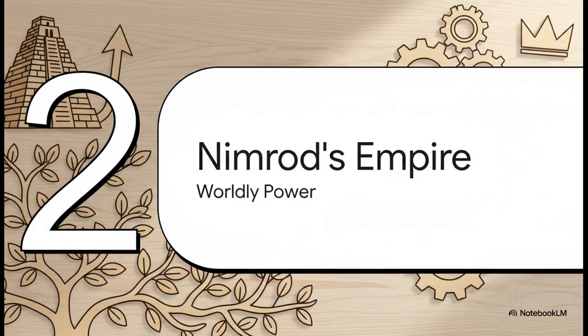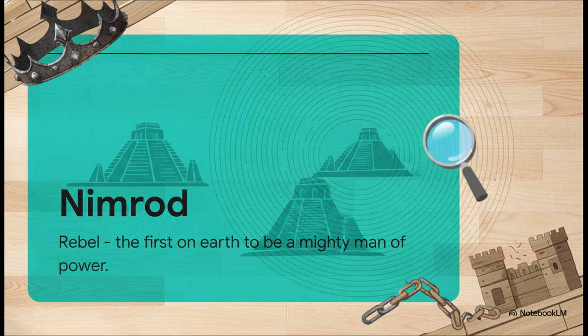Part 2. Nimrod and worldly power. So when we zoom in on Ham's lineage, the plot really thickens. Up until now, people are mostly just having kids and moving around. But then we hit one specific guy who completely changes the game, Nimrod. Now, in ancient times, names meant everything, and Nimrod literally translates to rebel. The text actually calls him the first on earth to be a mighty man of power.